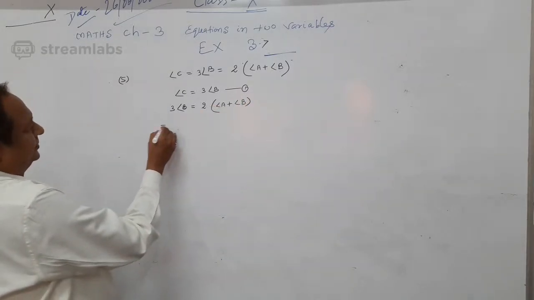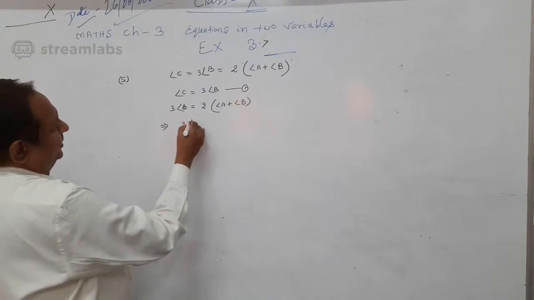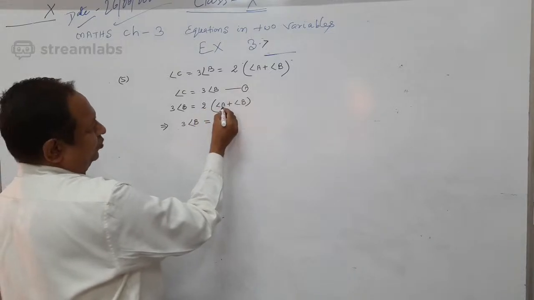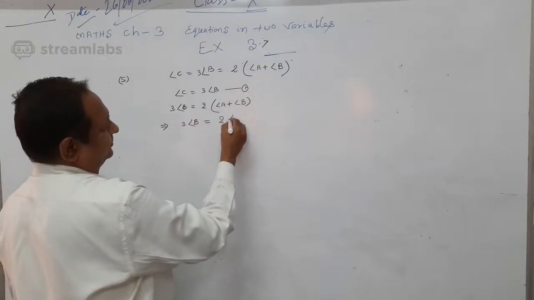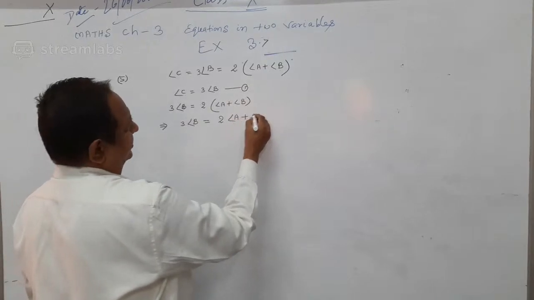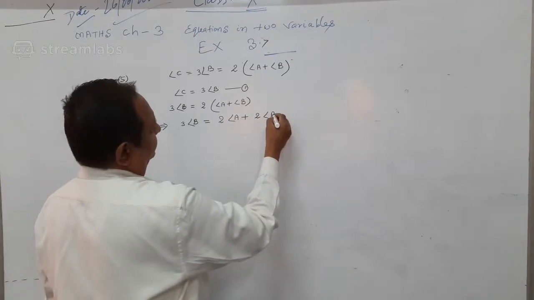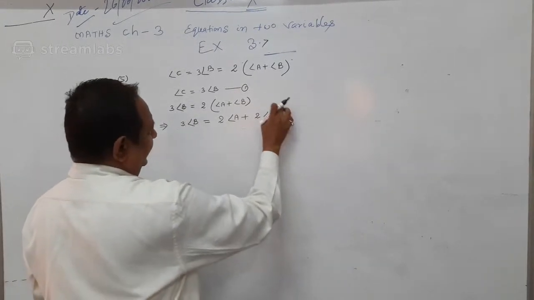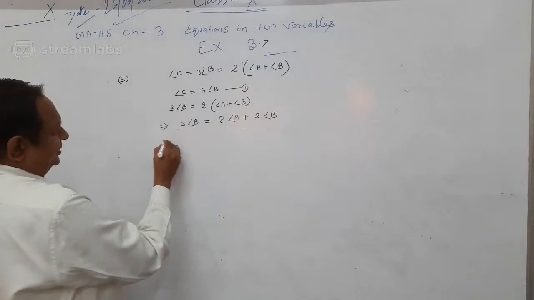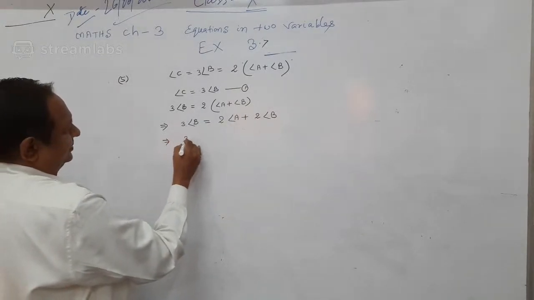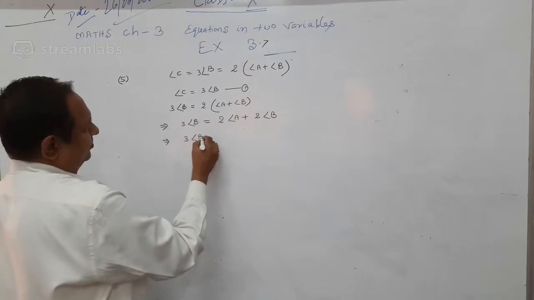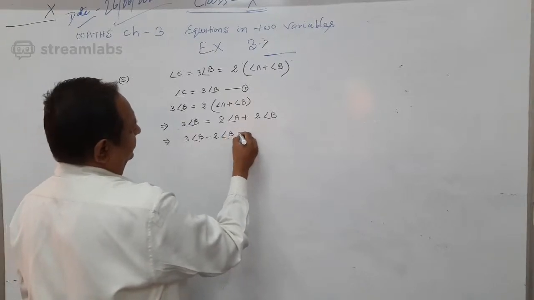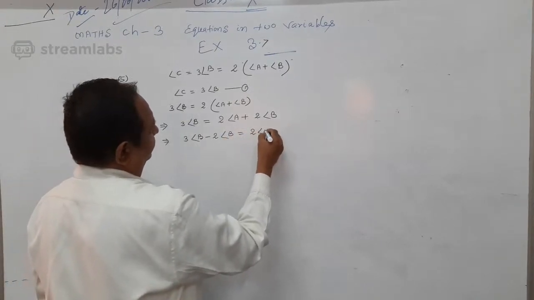This implies that 3 angle B is equal to 2 angle A plus 2 angle B. Now transferring from RHS to LHS, there will be a change in sign. This implies that 3 angle B minus 2 angle B is equal to 2 angle A.